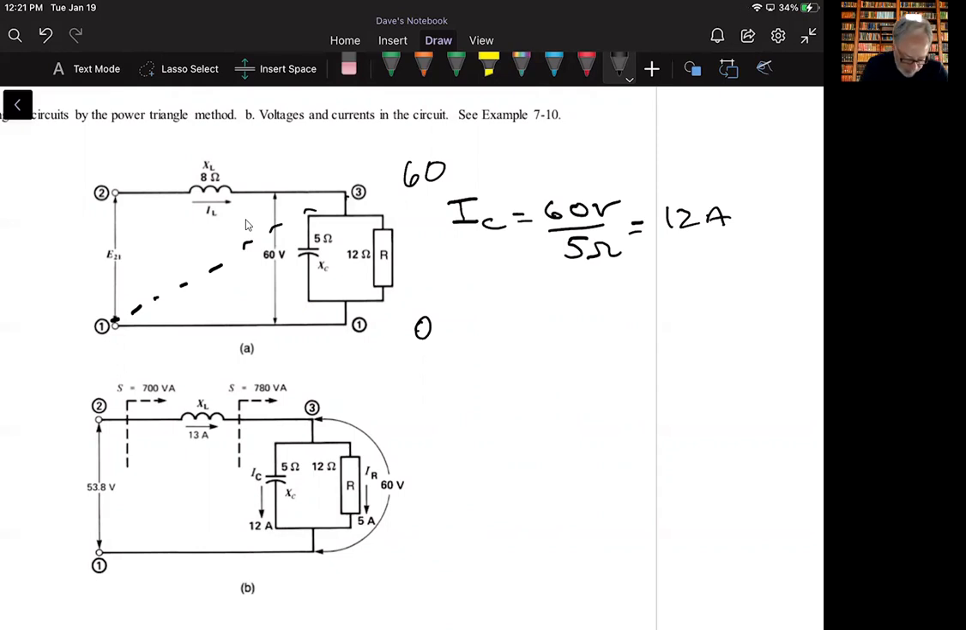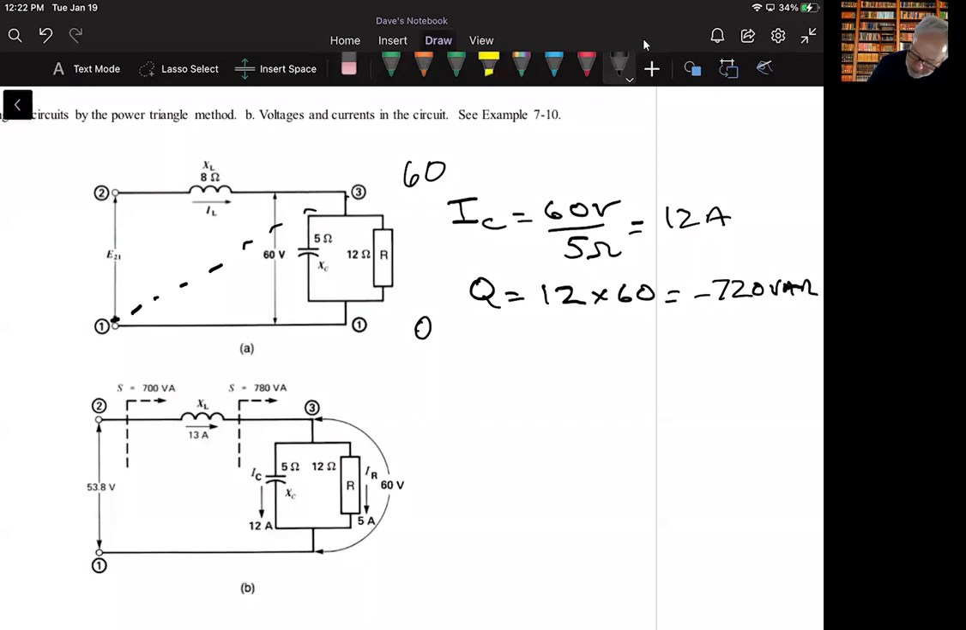If I know that, then I can calculate the power, because the reactive power, since it is a capacitor, is going to be the current times the voltage, which is going to be 720 var. And from our earlier discussions, we're going to call that negative since it's a capacitor.